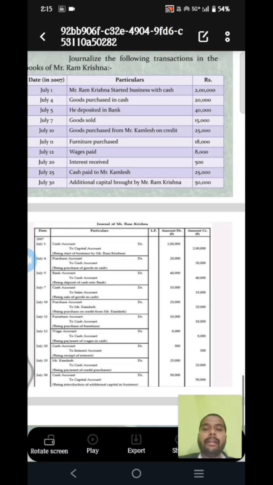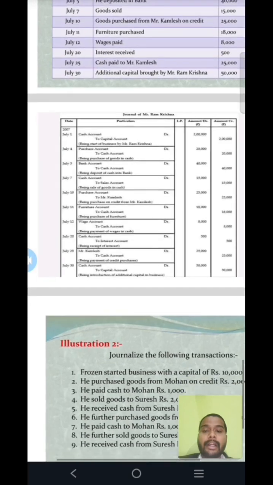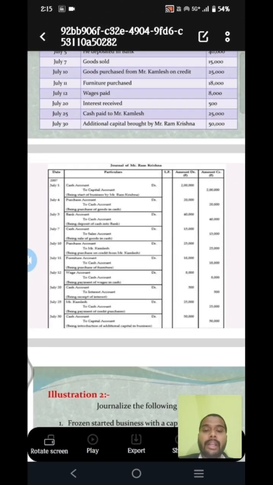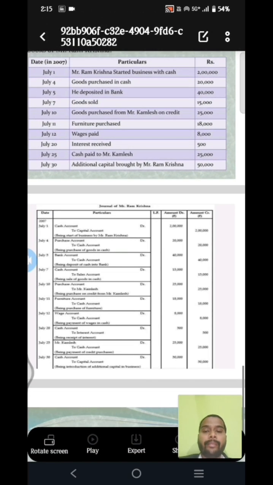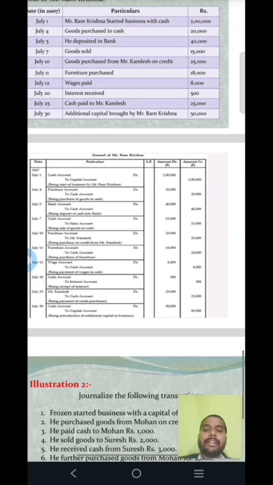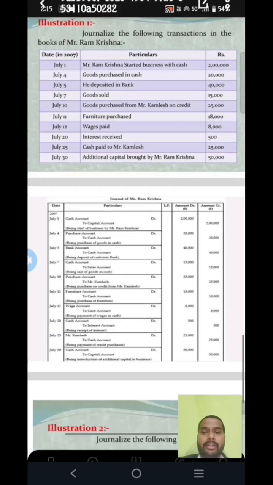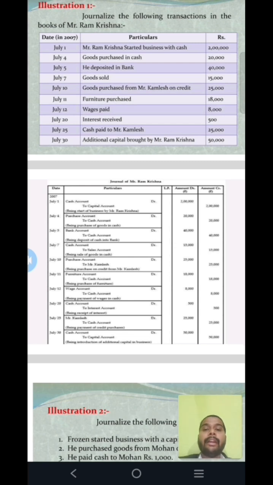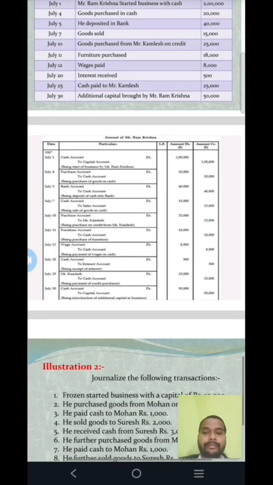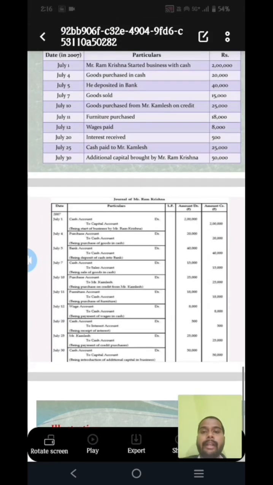Then the next entry is goods purchased in cash, 20,000. The second entry is purchase account debit to cash account, 20,000 debit and 20,000 credit, and the narration is being purchase of goods in cash. Then third, he deposited 40,000 rupees in the bank. The third entry is bank account debit to cash account, being deposit of cash into bank, 40,000 debit and 40,000 credit.